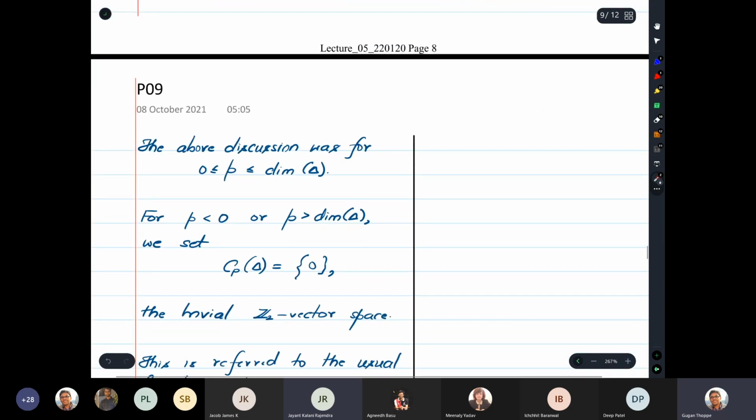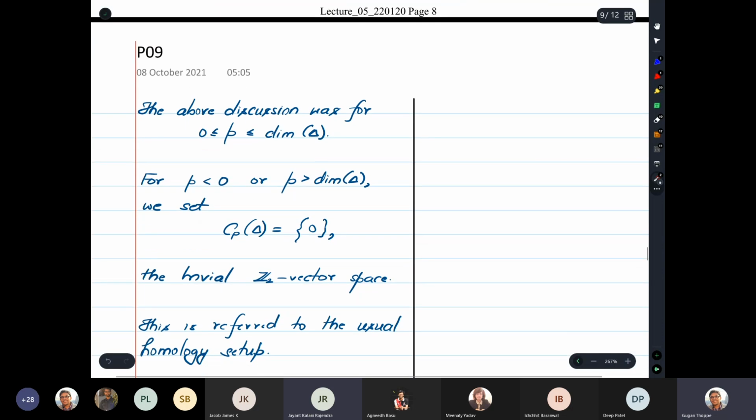Is this okay? So now with this, what we have managed to show is that C_p(Δ) is a vector space. It has dimension little f_p, and it is also isomorphic to this vector space Z2^fp. So this is Z2 direct sum Z2 direct sum and so on, direct sum Z2. Is this okay? So this is something that we have done so far.